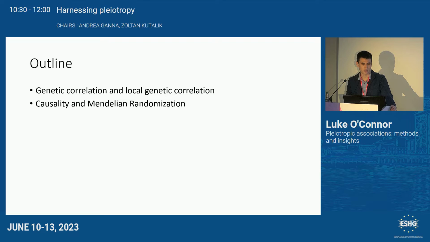The talk will have two parts. I'll begin by discussing genetic correlation, which is really the starting point for any investigation of pleiotropy, and local genetic correlation, which is especially important if you're interested in molecular phenotypes. Then I'll talk about causality and Mendelian randomization, which is, I think, a topic that a lot of people care about because it really gets to the heart of why we do human genetics.